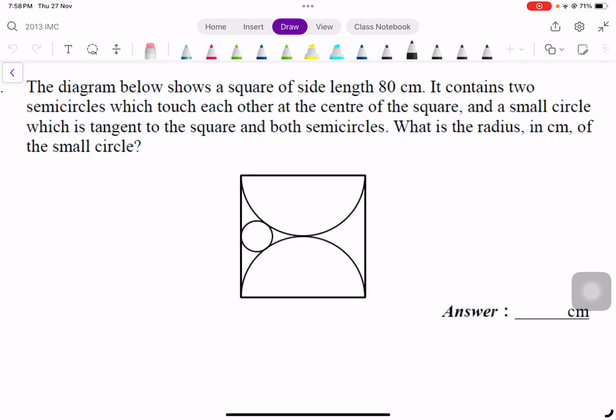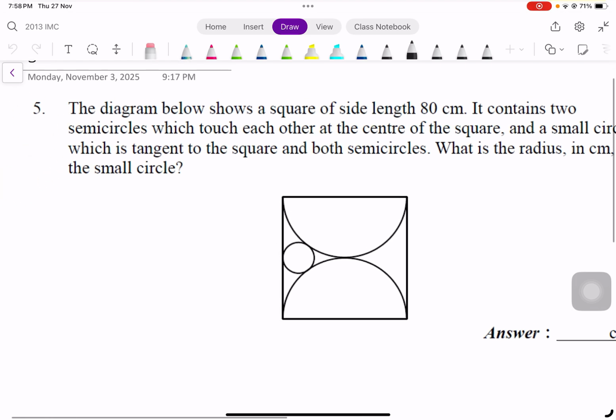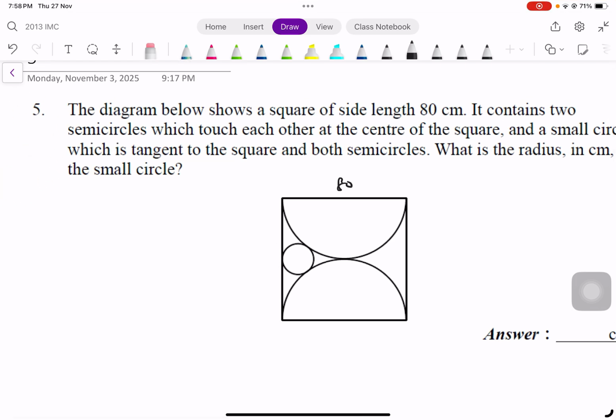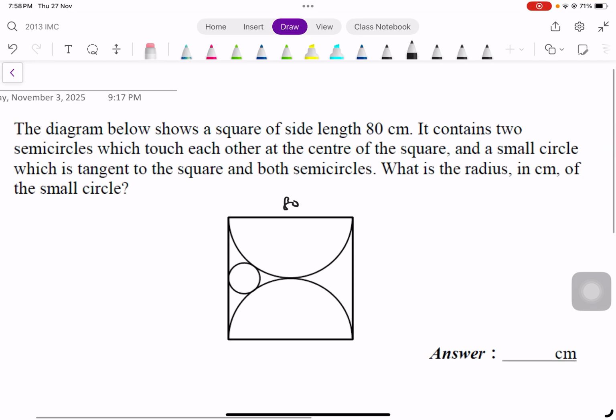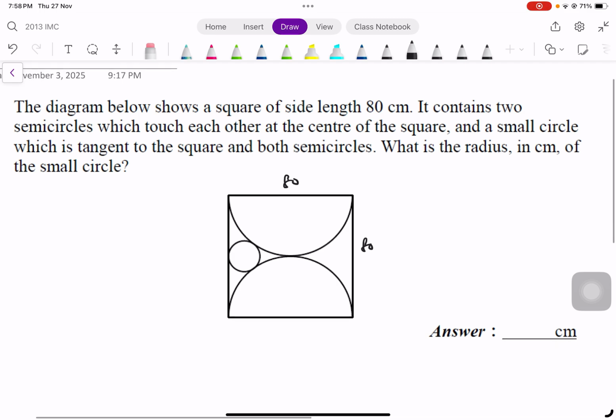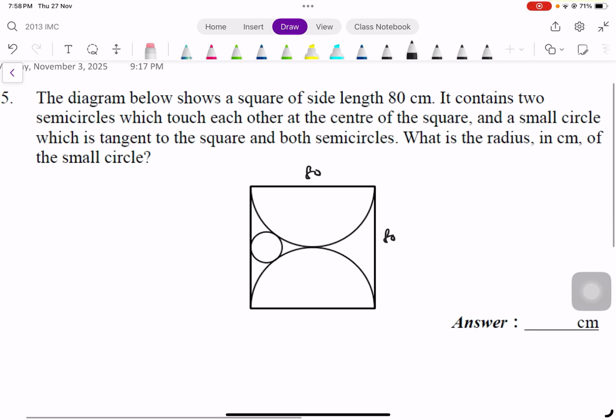The diagram below shows a square of side 80 cm. That means take note that this part here is 80 cm. This is also 80 because it's a square. It contains two semicircles which touch each other at the center of the square.